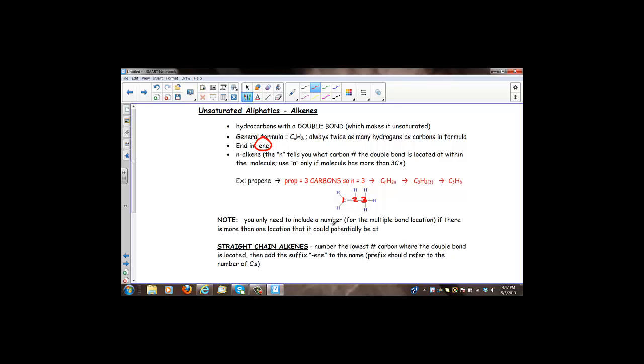You only need to include a number for the multiple bond location if there is more than one location that it can possibly be. So in propene, the double bond can only be in one spot. You number the chain so that the lowest number gets the double bond, and then you add the suffix ene to the end of the name after you've determined the prefix using table P.